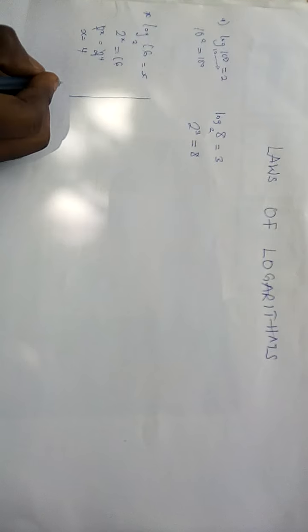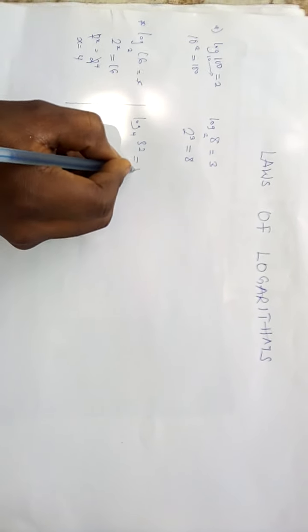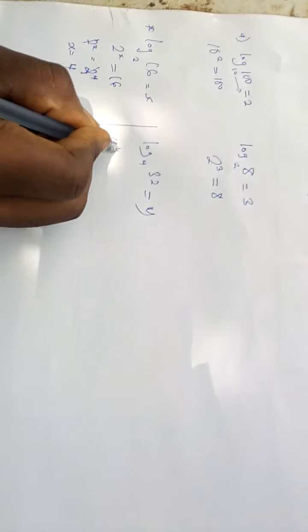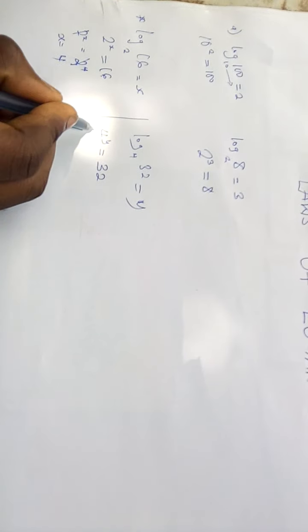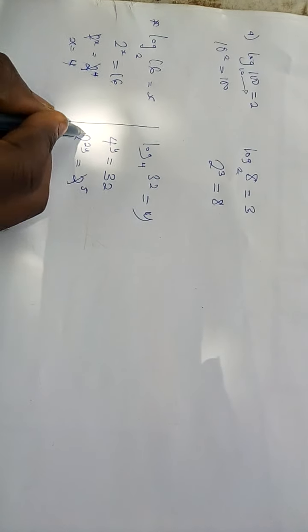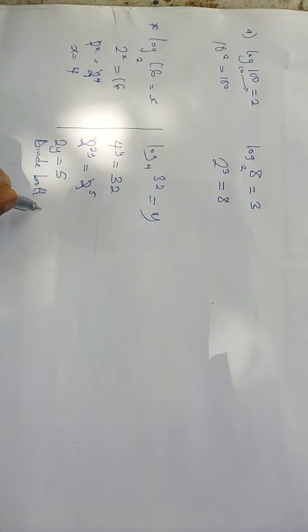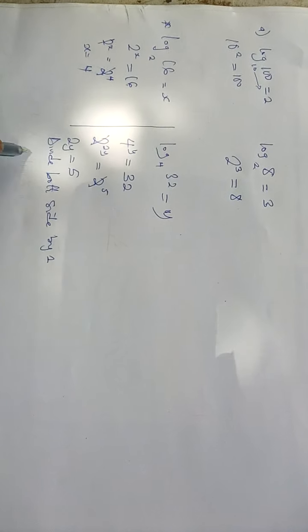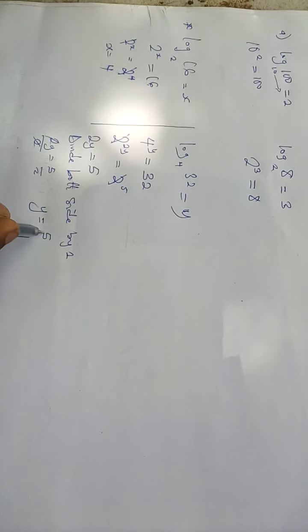After that question, we have log 32 to base 4 equals y. So we have 4 raised to the power of y equals 32. Now we know that there's no simple power of 4 that will give us 32, so I'm going to break this down. We use 2 raised to the power of 2y equals 2 raised to the power of 5. Doing this, you cancel out the bases, so we have 2y equals 5. Now divide both sides by 2. Therefore, we have y equals 5 over 2.